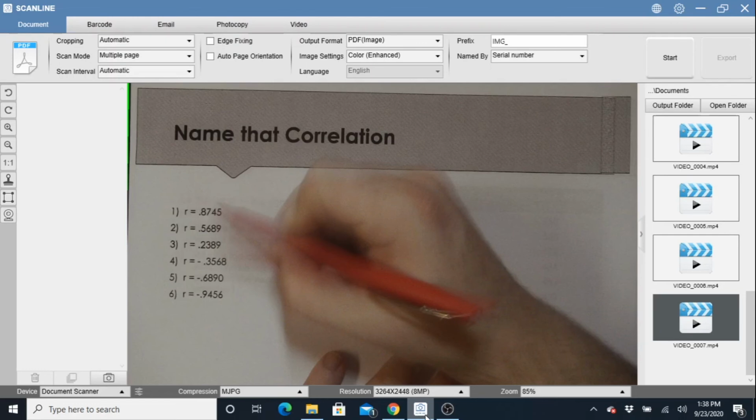So this one would be positive, and I would say strong, or you can say strong positive if you want to reverse that. There's no real order to it. For 0.5689, I might say strong, and using my modifiers from before, I would say positive, and maybe slightly strong. At 0.2389, I would probably call this moderately weak. Honestly, it's pretty weak.